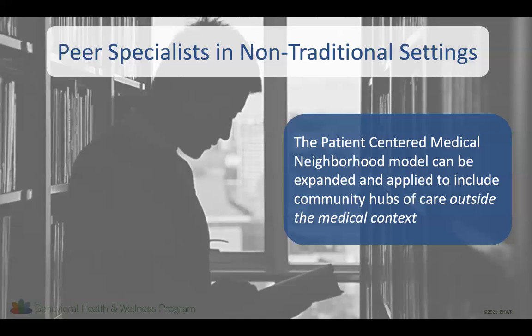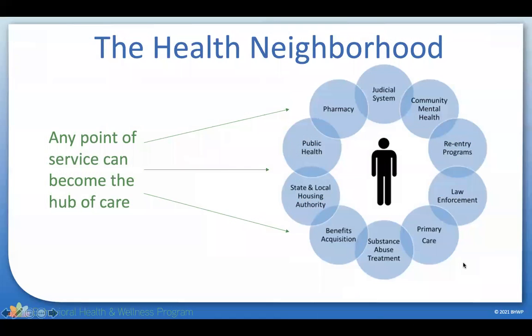And often that is what we're talking about in this model. And these access points may represent a broad range of different types of providers. So to take this concept a bit further, we can consider the health neighborhood model, as you can see on this slide, in which any point of service can become the hub of care.